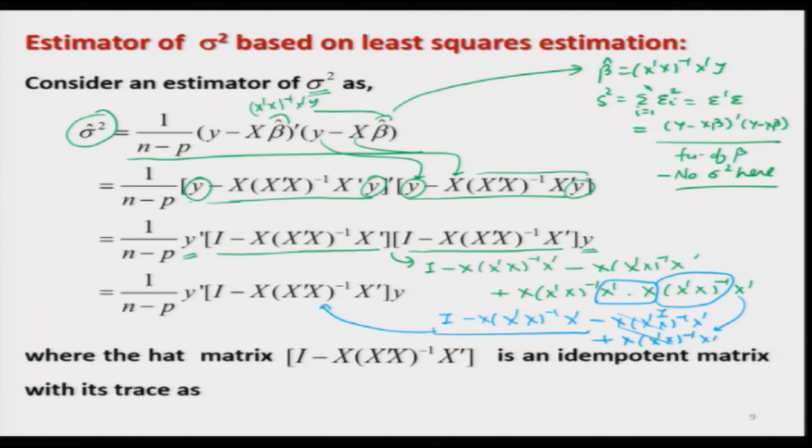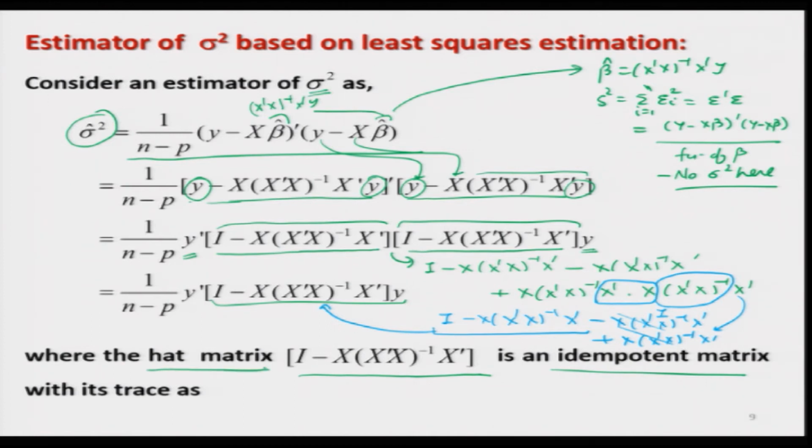Now, can you identify one thing: you are multiplying this matrix by the same matrix, and it comes out to be the same matrix, I minus X (X transpose X) whole inverse X transpose. So this matrix is an idempotent matrix, and in the literature it is called by different names, projection matrix, hat matrix, etc. We are just giving it the name hat matrix.